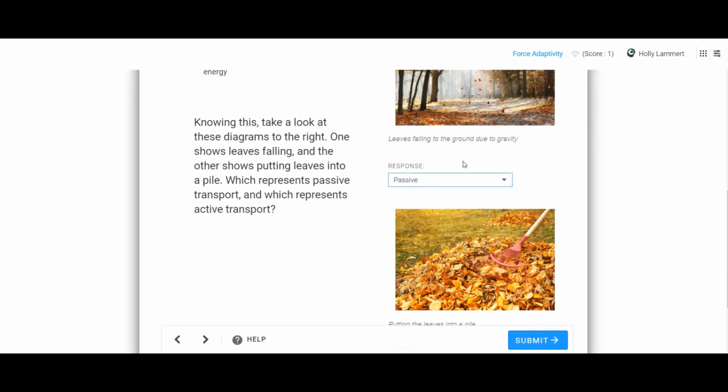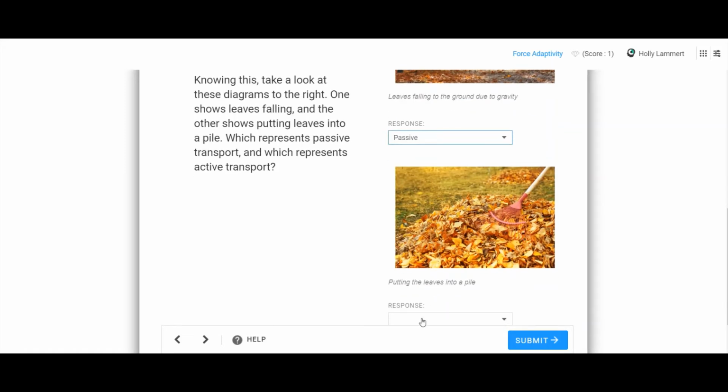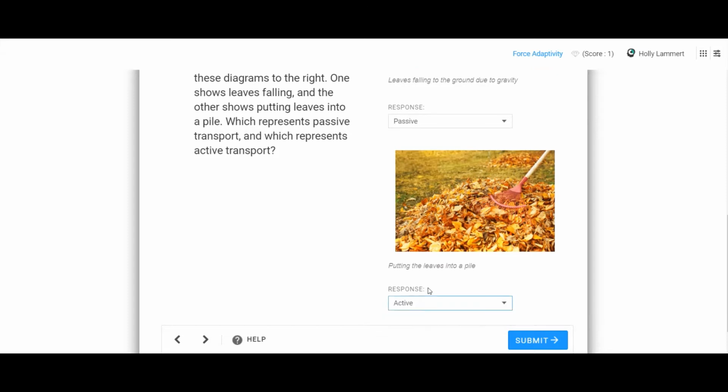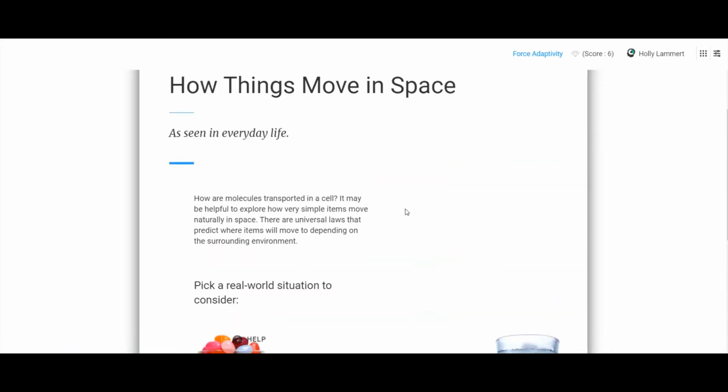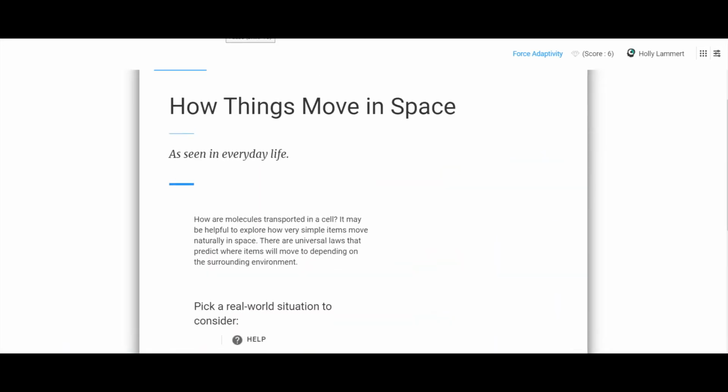So leaves are just going to naturally fall down to the ground due to gravity, but putting leaves into a pile requires energy from you exerting force onto the rake. That force ultimately was able to be generated from glucose that you broke down in your cells to make ATP, which ultimately came from plants that took it from the sun through photosynthesis. Just a little review there. So I'm going to pause and take notes.